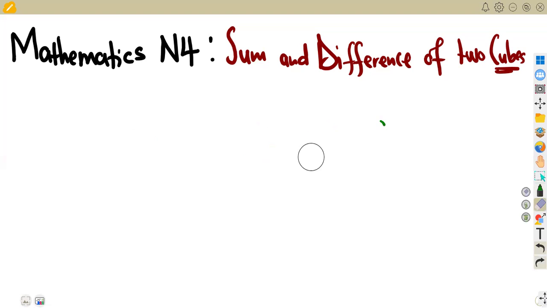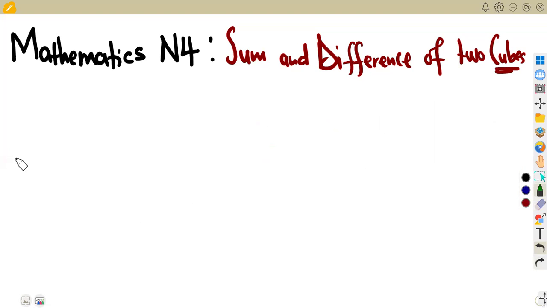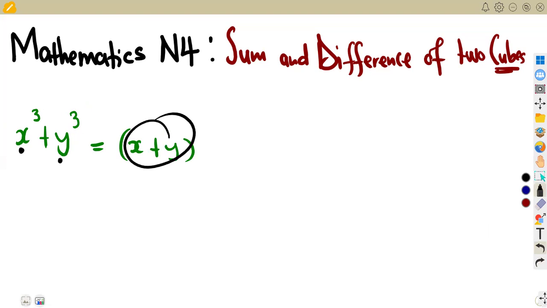But when it comes to the cubes, we are now talking about expressions being raised to the exponent of 3, where the first term is raised to the exponent of 3, and the last term is also raised to the exponent of 3. How do we factorize such expressions? They can be factorized. This is the format. We are going to have the first term plus the last term. Take note, this is your first term and this is the last term. So you add them in the first bracket.